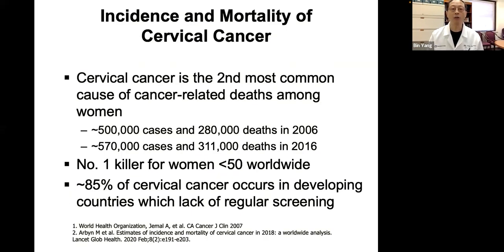As we all know, cervical cancer is the second most common cause of cancer-related death among women, especially younger women less than 50 years old worldwide. Currently, the vast majority, 85%, of cervical cancer occurs in low-resource areas or countries without a regular nationwide screening program.